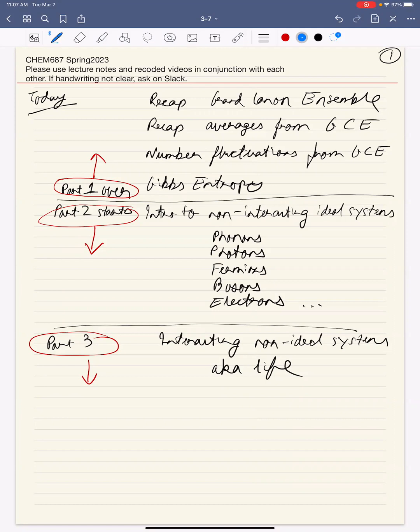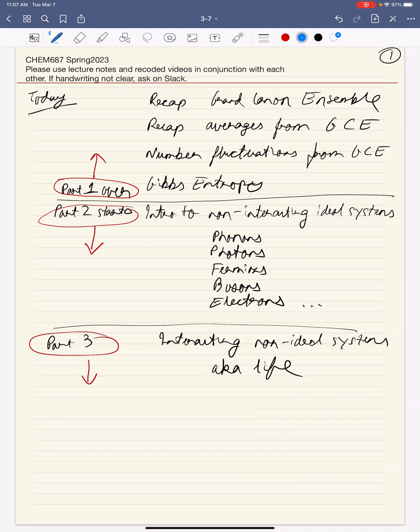And this will really mark the completion of the first part of this semester, which is the basics of StatMech. Towards the end of today's class, we will start with the second part, which is an introduction to non-interacting ideal systems. That sounds like the most useless thing ever, right? It's ideal and it's not even interacting. Why should you care about it?